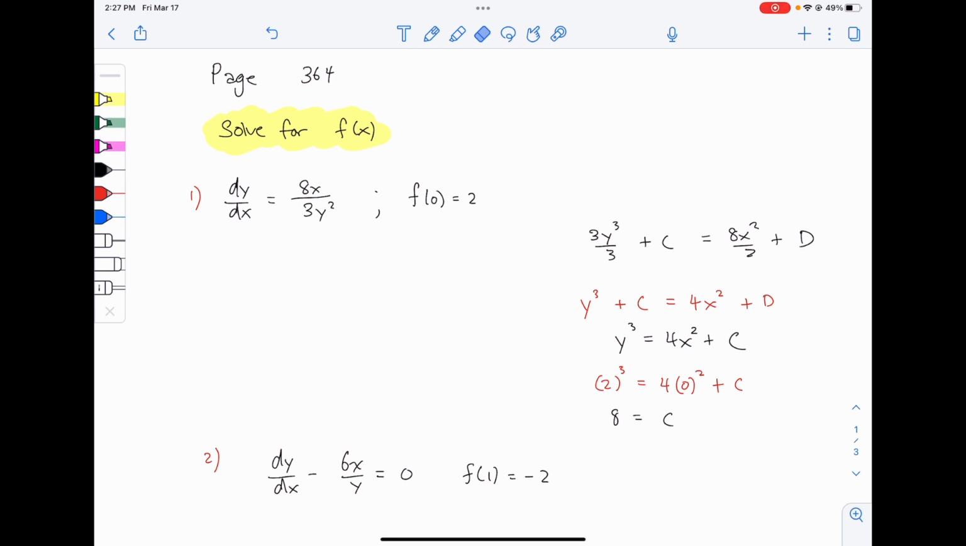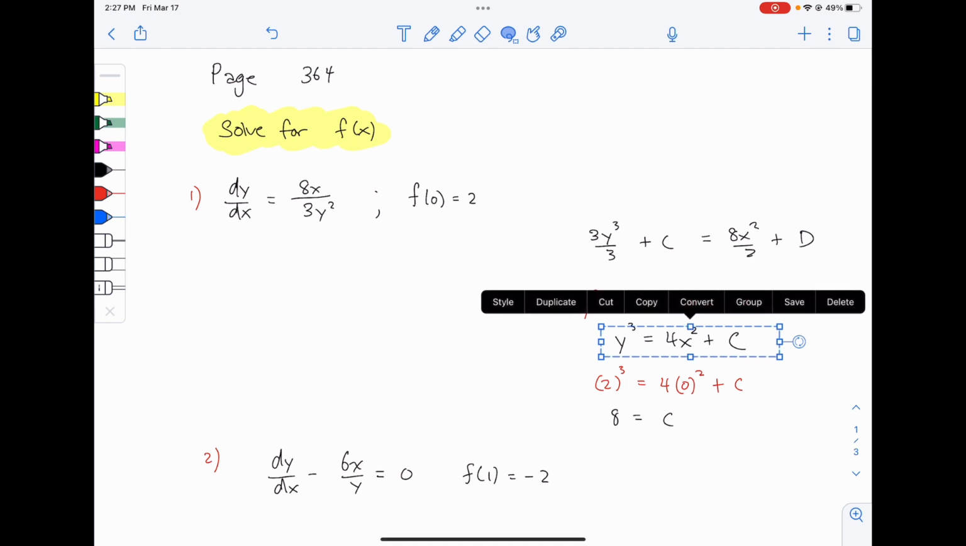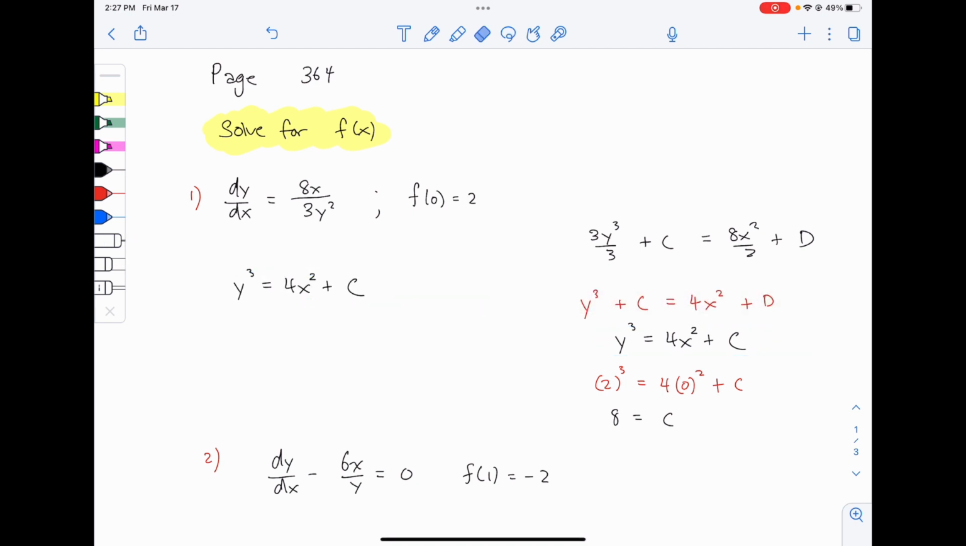Once I figured out what my constant is, I take this function over here, and instead of writing c, I already know my c is equal to 8. So I'm going to erase this, and this is 8. And it all comes back to the thing that we have to do, which is to solve for f of x. So f of x or y, right now I have y cubed is equal to all this. In order for me to solve, I have to cube root both sides. So y is equal to the cube root of 4x squared plus 8. And that is my final answer.